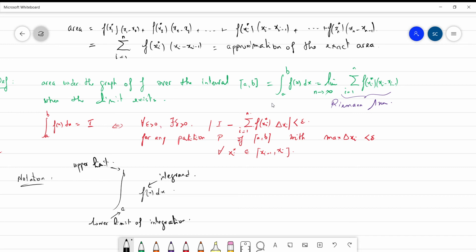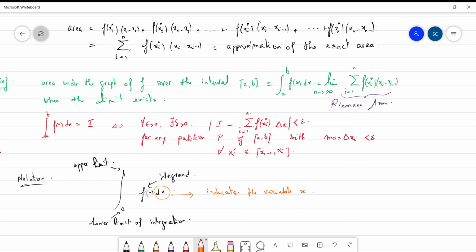What else? The integral sign. This symbol is the integral sign. And dx just indicates the variable, the independent variable x. Okay, that's all. So this is what you need to know.